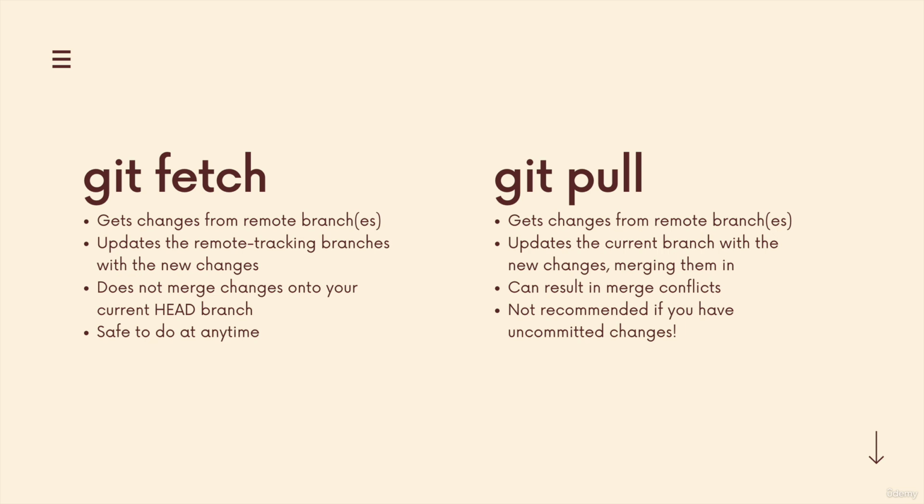Git pull, on the other hand, also gets changes from remote branches, but it updates the current branch with the new changes, merging them in. And it can result in merge conflicts. It is not safe to do at any time, meaning that you can have conflicts. You can have changes integrated into your working directory, conflicting with work that you had been working on. So not recommended to do if you have uncommitted work. All right, so that's fetch and pull.